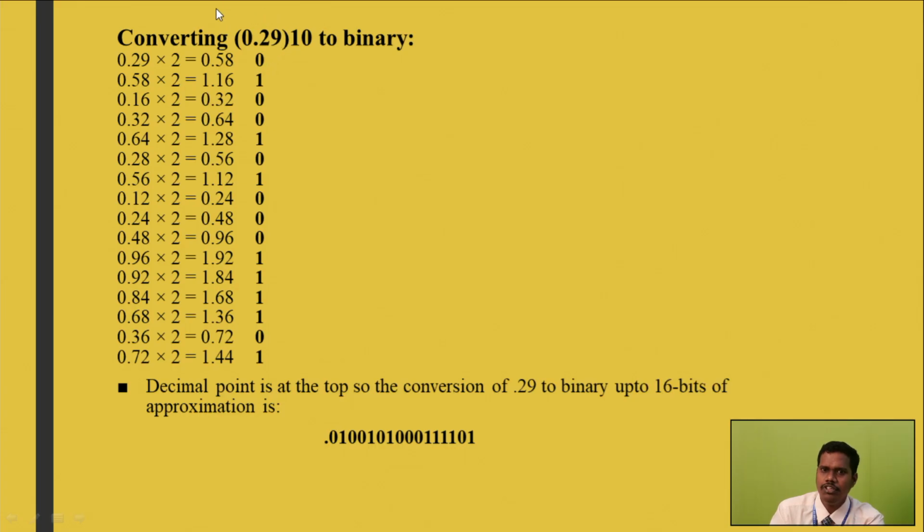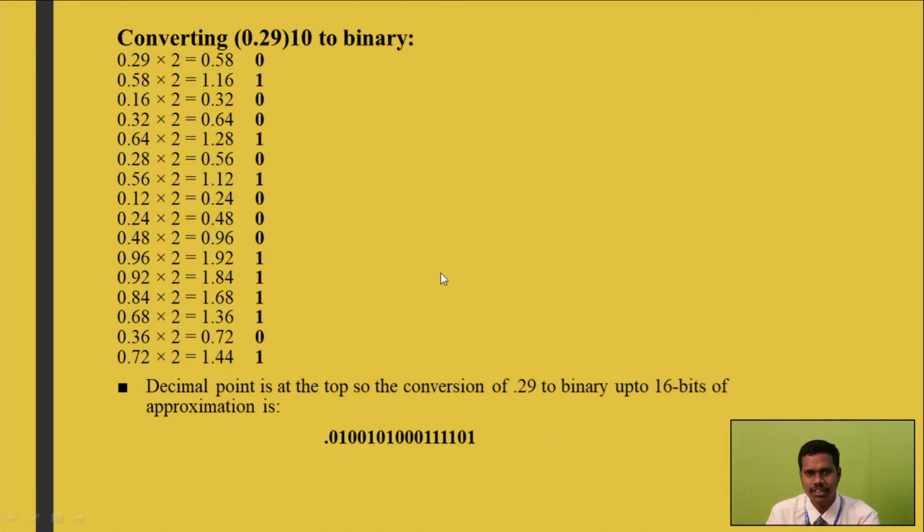Here is another example, 0.29. It's a decimal number, so it has the base value 10, and that will be converted into binary. Here, after some amount of time, we still did not get 0 on the fractional side, so we can stop after 16 digits.